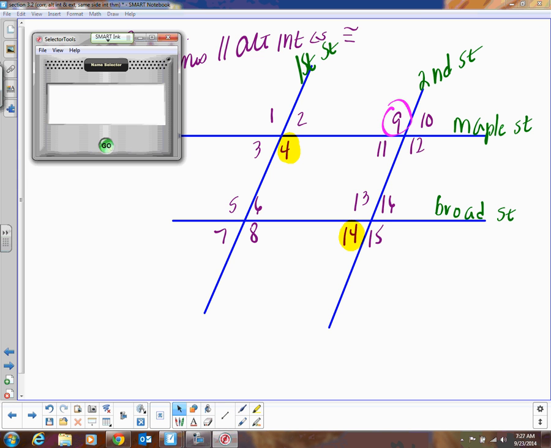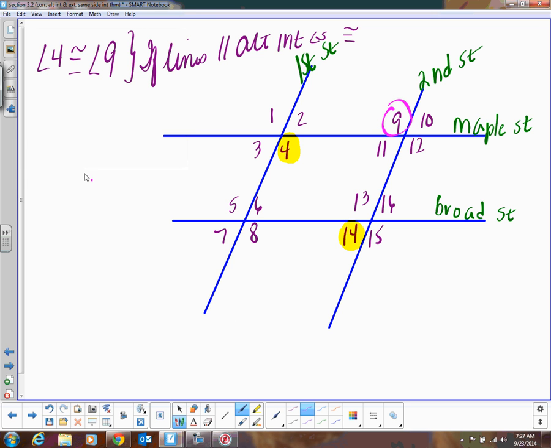So as we work our way towards 14, Harper, what is 9 congruent to? 13. 9 is congruent to 13. So we'll say angle 9 is congruent to angle 13. What is that reason? So if lines parallel, corresponding angles congruent.